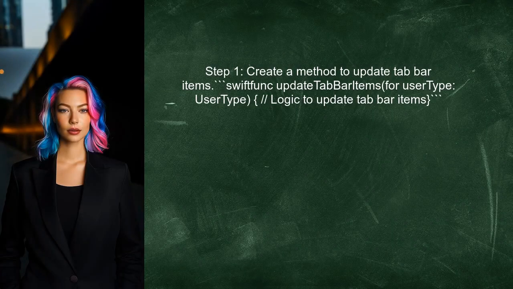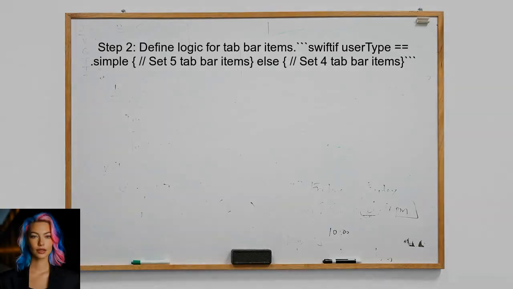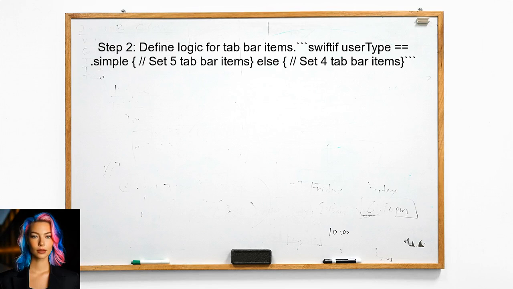To refresh the tab bar items based on the user type, the user should first create a method in the main tab bar controller to update the tab bar items dynamically. Next, the user needs to define the logic for setting the tab bar items. If the user is a simple user, they will have 5 items. If the user is a company user, they will have 4 items.